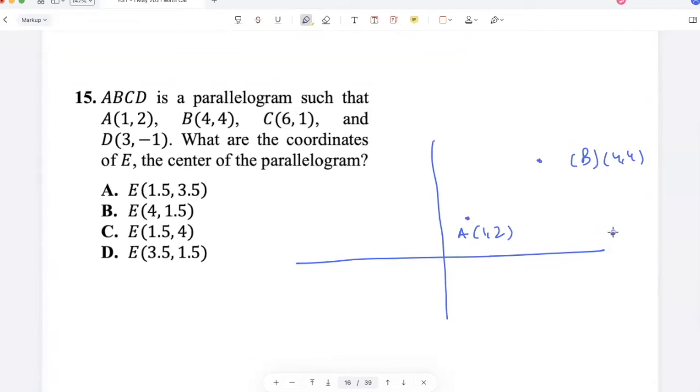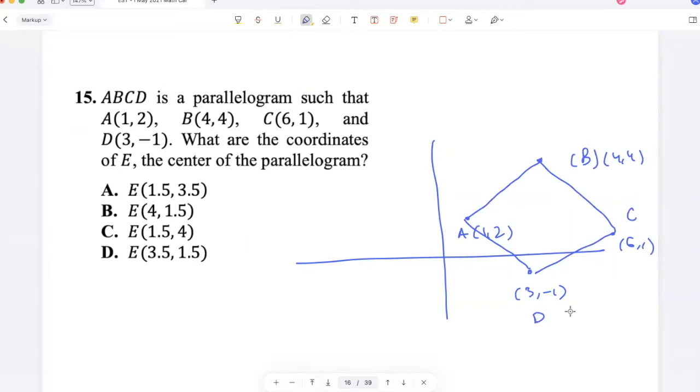6, 1 is here. And D is 3, -1. Okay, 3, -1. So how will this look? I think this will look like this, right? This is how the parallelogram looks. This is C and this is D.